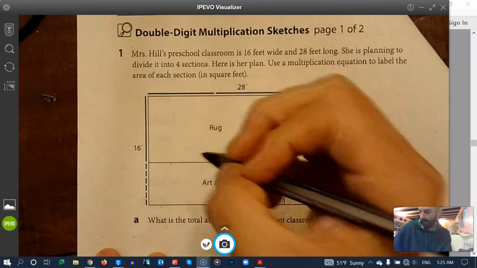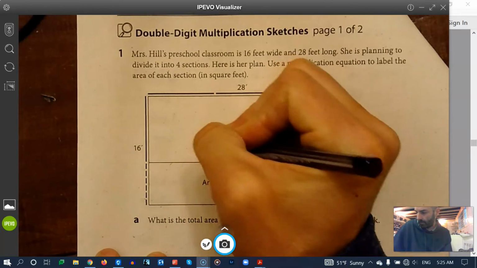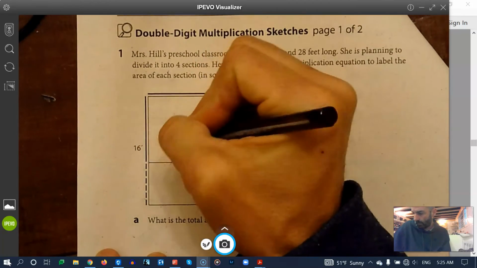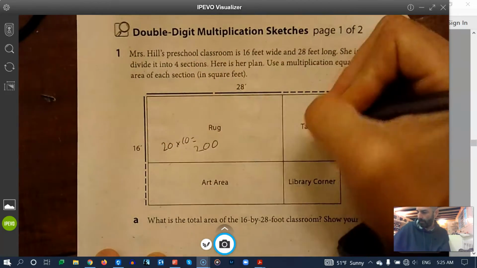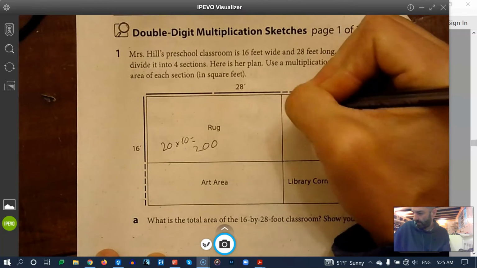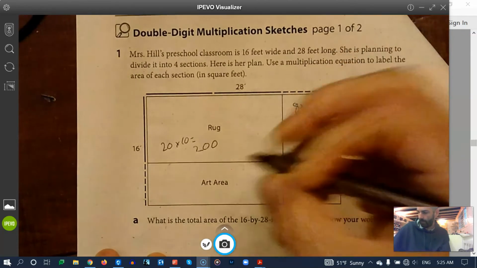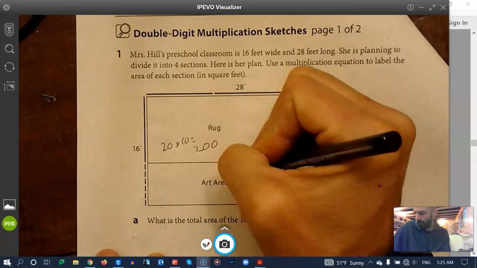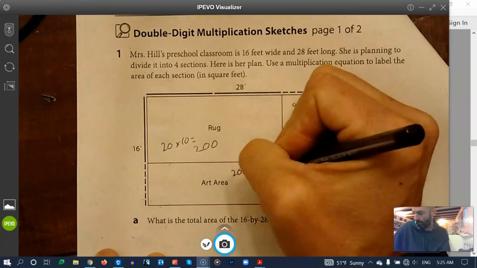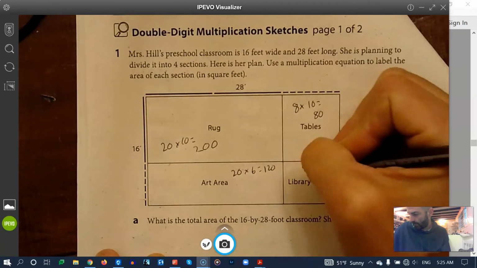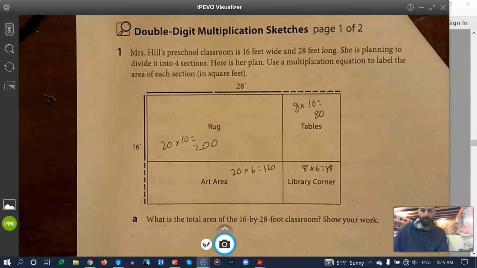So here we have 20 by 10. 20 times 10 equals 200. This is 8 times 10 equals 80. We have 20 times 6 equals 120. And we have 8 times 6, which is equal to 48.